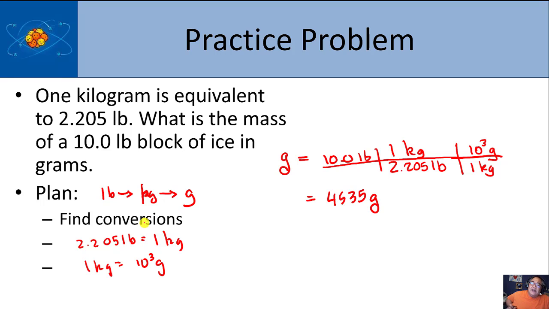Even if we fudge it and make it a little different or round it, you got to make sure you use the one that's given. That's how you get the right answer.